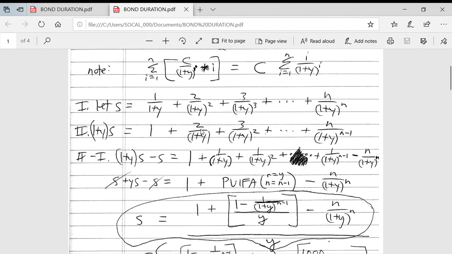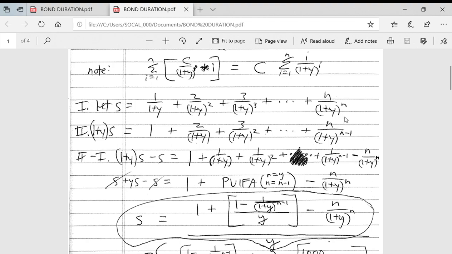And then, look, we have 2 times 1 over (1 plus y) minus 1 times 1 over (1 plus y), so we're left with 1 over (1 plus y). And here I've got 3 over (1 plus y) squared minus 2 over (1 plus y) squared, leaving me again with 1 over (1 plus y) squared. And the next term would be 1 over (1 plus y) cubed. And so the last term here that's going to stand out is going to be 1 over (1 plus y) to the n minus 1.